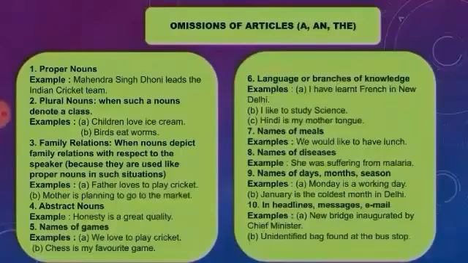Omissions of articles, a and the. First, proper nouns. Example, Mahendra Singh Dhoni leads the Indian cricket team. Second, plural nouns when such nouns denote a class. For example, children love ice cream. Birds eat worms. So students, here you can see the list where omissions of articles are there, where we omit, meaning we do not use articles. In the proper nouns, like Mahendra Singh Dhoni, it's a proper noun, so we will not use a and the before proper nouns. Second, plural nouns when such nouns denote a class. For example, children, so it's a class, children's class.